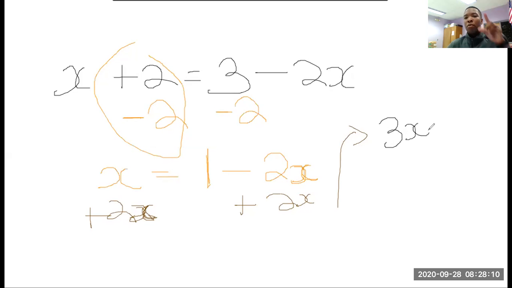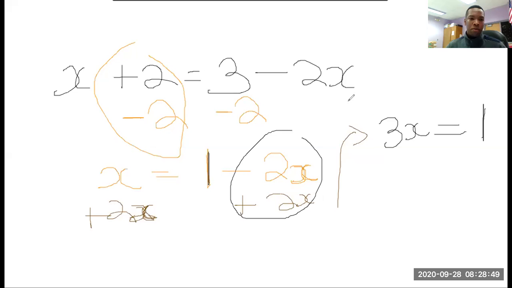If I have one apple and I add 2 apples to it, 3 apples. Just like x, 2x, 3x's. So 3x is equal to 1, because this right here is 0, so I'm left with 1. Could someone tell me what's my next step? What would be my next step? I have 3x equals 1.